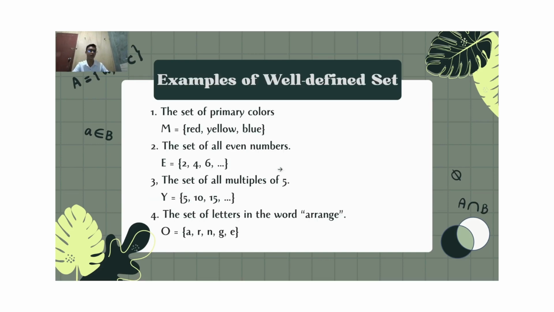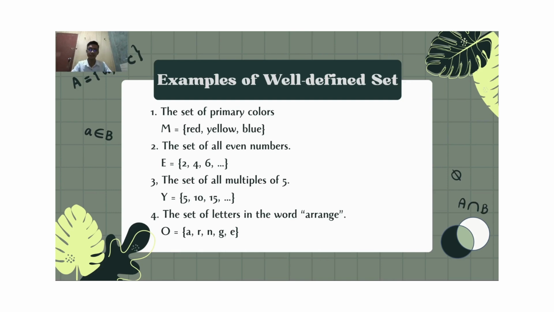On the next slide, we have the examples of well-defined sets. Number one, the set of primary colors. We have set M. As you notice, we can see the braces, and the elements inside the braces are red, yellow, blue. Based on the definition, we can arrange that as yellow, red, blue, or blue, red, yellow. Order doesn't matter.